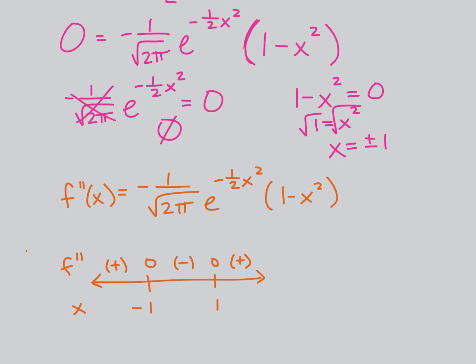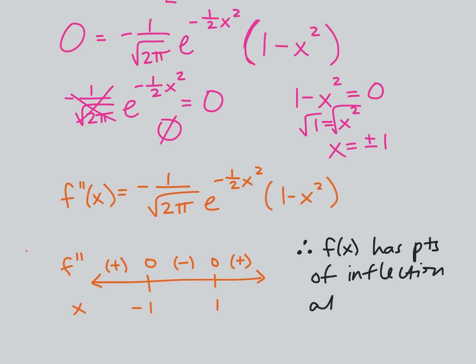Now, this shows that the sign of our second derivative does in fact change at negative 1 and 1, meaning that our graph has gone from concave up to concave down at x equals negative 1, and from concave down to concave up at x equals positive 1. That means that the original graph f of x has points of inflection at those two x values.